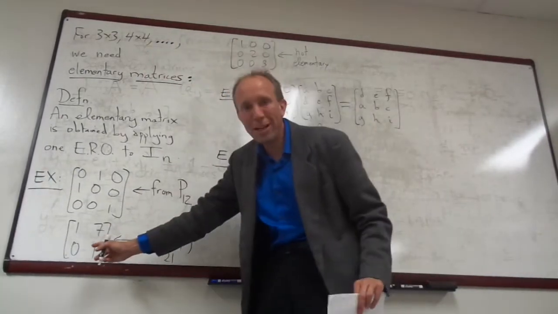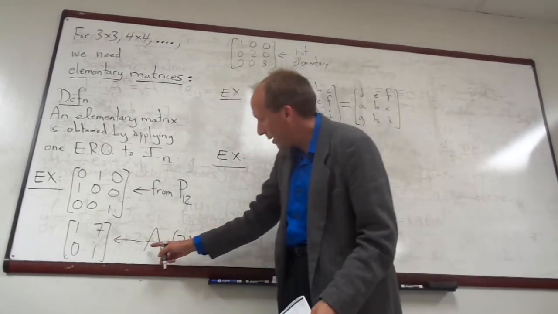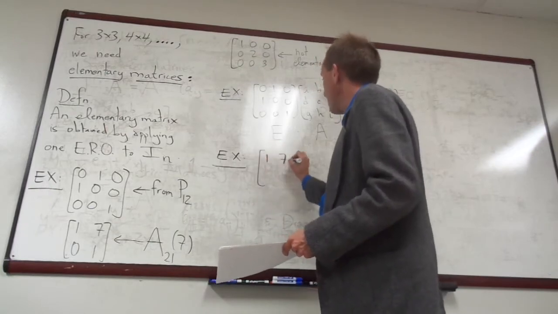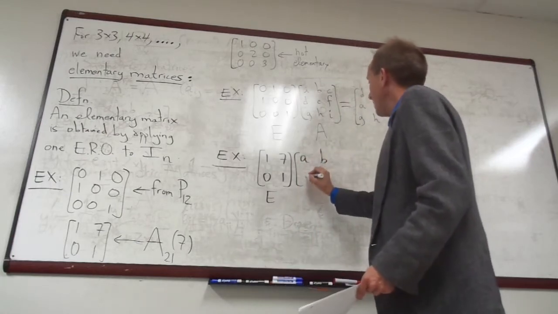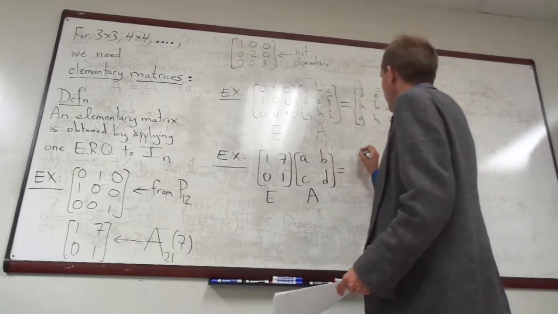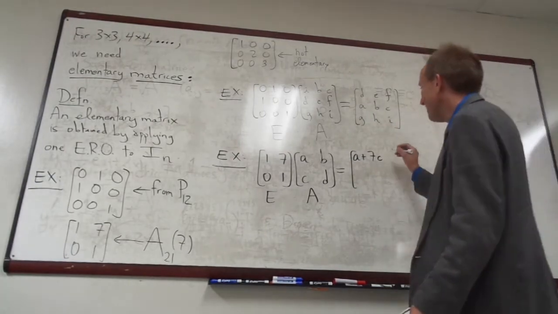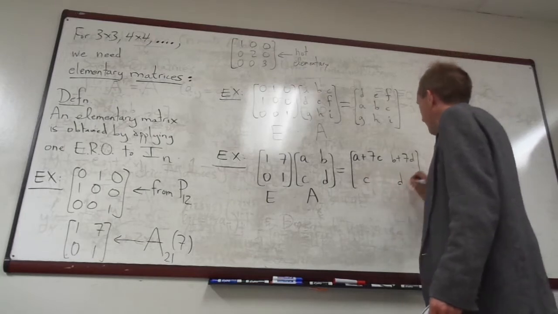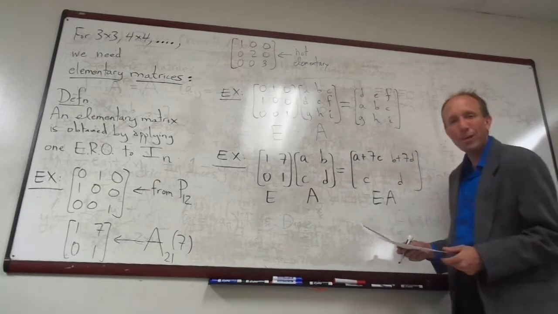We did this elementary matrix over here, 1, 7, 0, 1, which was obtained by doing A21 of 7. Well, let's see what happens if I take that elementary matrix, I'll call it E again, and multiply it by a random 2 by 2 matrix A. Imagine we do this multiplication. We just do the calculation, we get A plus 7C, B plus 7D on the top row, and the bottom row is just C and D.